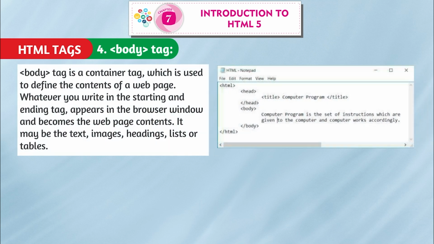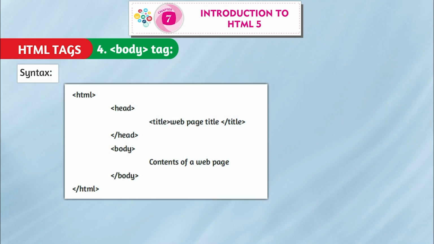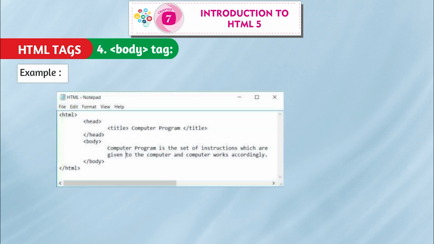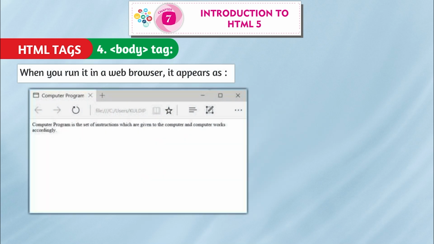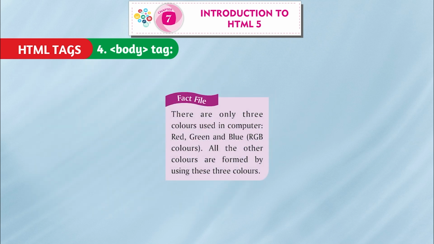Body tag. Body tag is a container tag which is used to define the contents of a web page. Whatever you write in the starting and ending tag appears in the browser window and becomes the web page contents. It may be the text, images, headings, lists or tables. Syntax. Example. When you run it in a web browser, it appears as fact file.